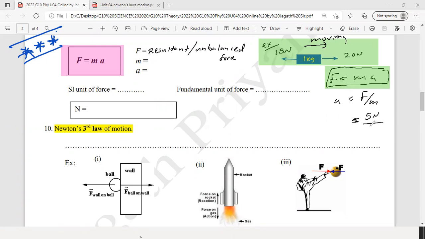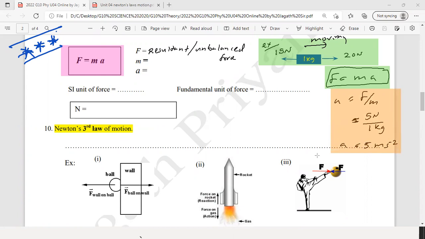And what is the mass of the object? 1 kilogram. So what is the acceleration? 5 divided by 1 is 5. What is the unit? ms minus 2. Now the problem some students might ask, sir, how come ms minus 2, which is Newton divided by kilogram? Acceleration is measured in meters per square second. How to read this? Meters per square second. ms minus 2 or m over s square.